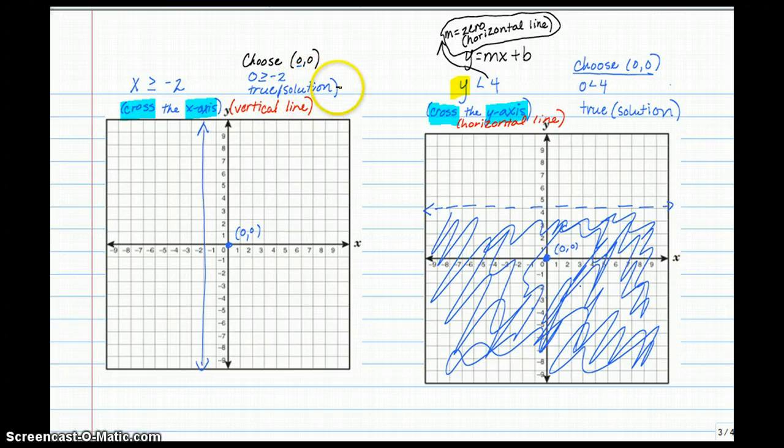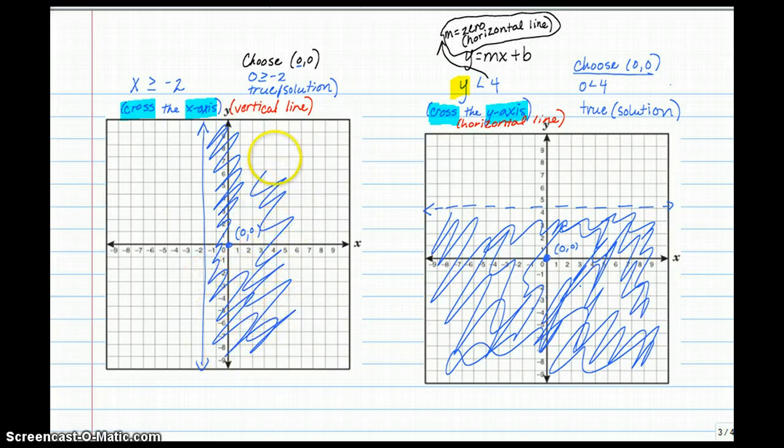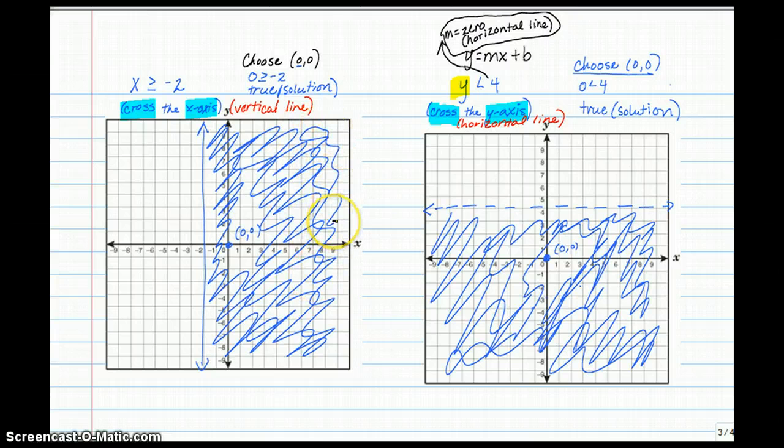And if it is a solution, then it is in the shaded area. The shaded area shows your solutions. It doesn't have to be fancy. Just make sure that people can tell you're shading it.